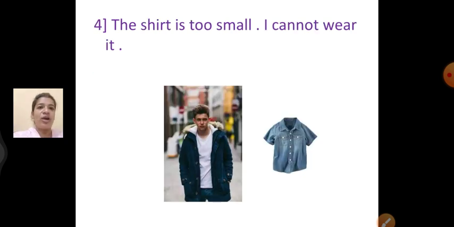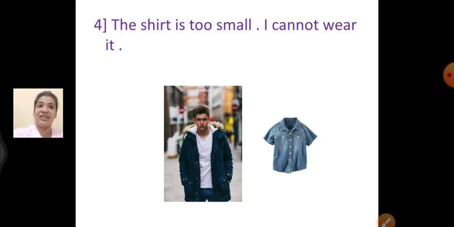Now see the fourth one. The shirt is too small. I cannot wear it. The shirt is too small. I cannot wear it. So how are we going to write it?